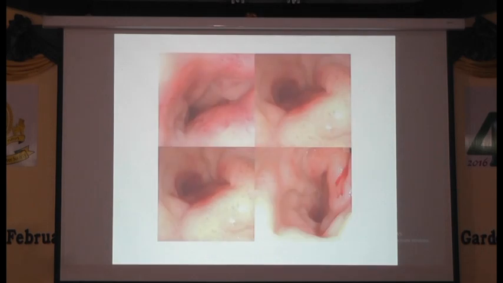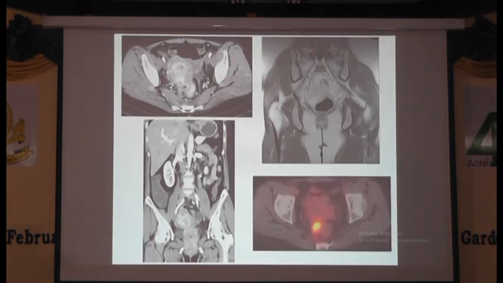This is an interesting case which shows the diagnostic usefulness of EUS-FNA. This is a rectum. There is a stenosis of the rectum, and the mucosa looks normal. It is stenotic, and the scope was difficult to pass through. And CT and MRI were taken.